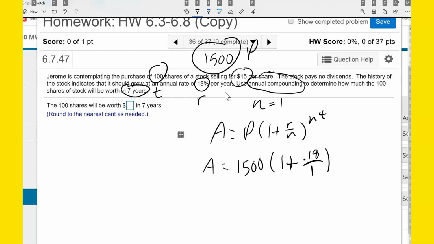1 goes in for N because it's just annually compounded. And so 1 goes in for N here too. And the time is 7 years. So just type that in your calculator to get your answer. And let's go on to the next problem.